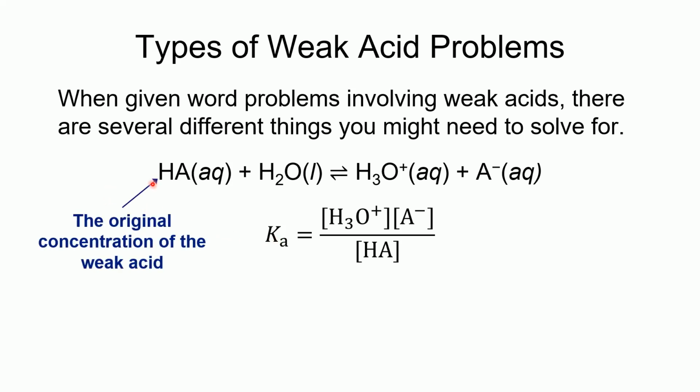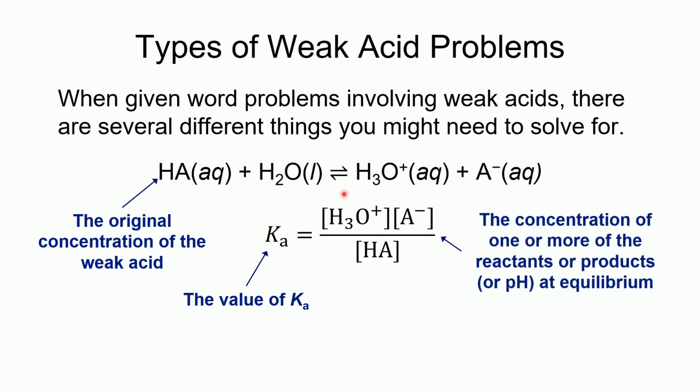We might be interested in solving for the original concentration of our weak acid. That is a type of problem, and we're going to do one of those problems here in just a little bit. We also might be interested in solving for the value of Ka. So sometimes we want to know what that equilibrium constant value is going to be. Since we have a big table full of them, that's not often what we're going to be doing, but that is occasionally what we will be interested in.